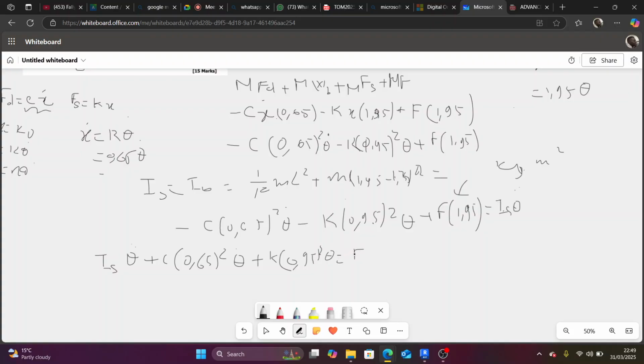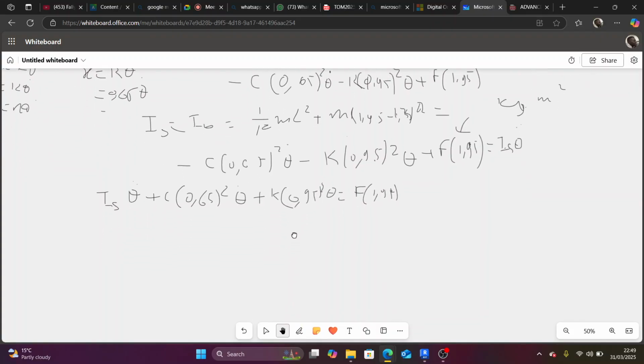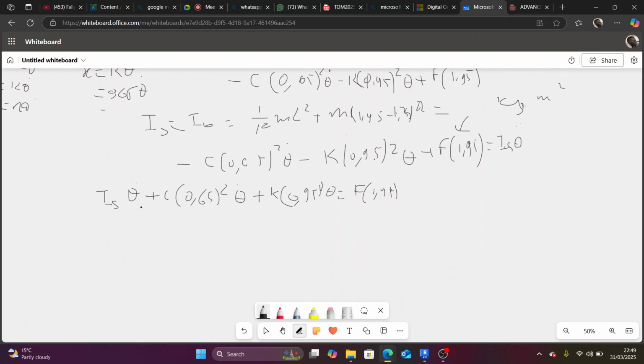To F 1.95. But remember, guys, what I said is when you solve this type of equation, this guy, theta double dot, should always be alone. So you divide everything by I, right? Yes. So that you can get your differential equation.